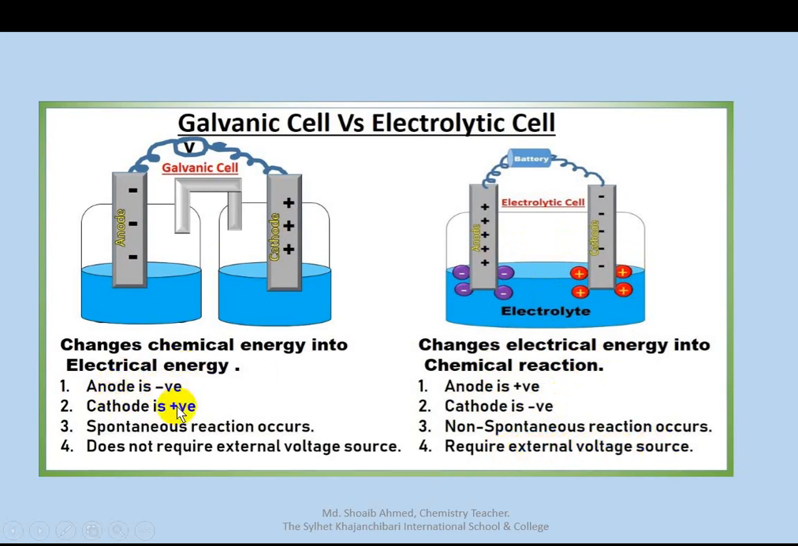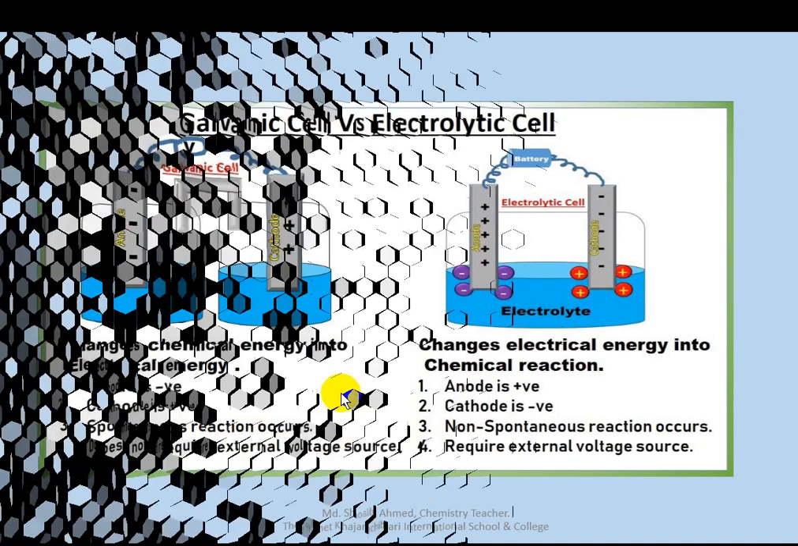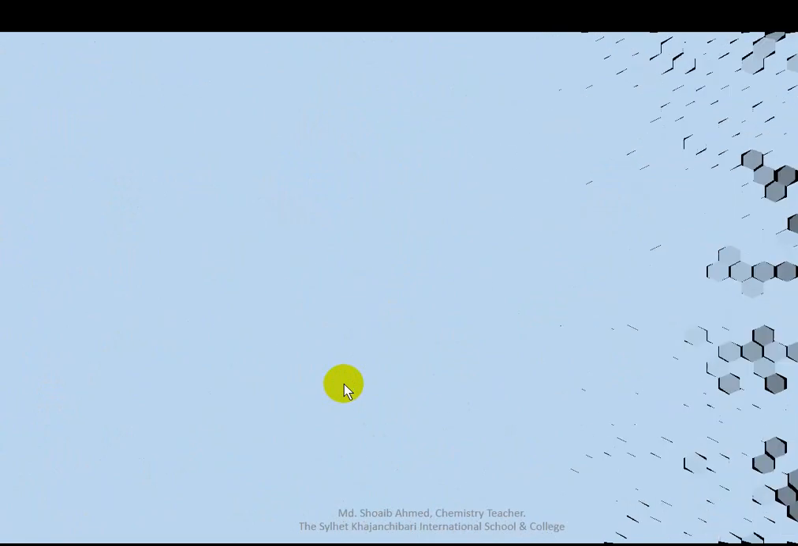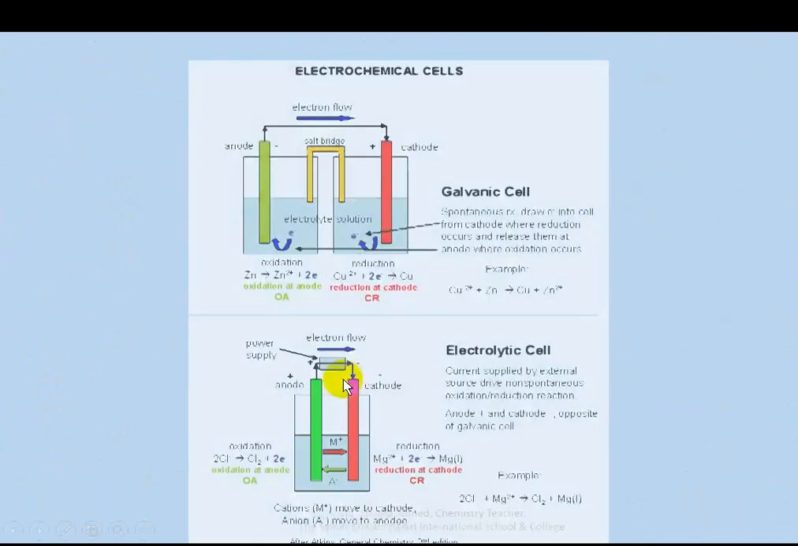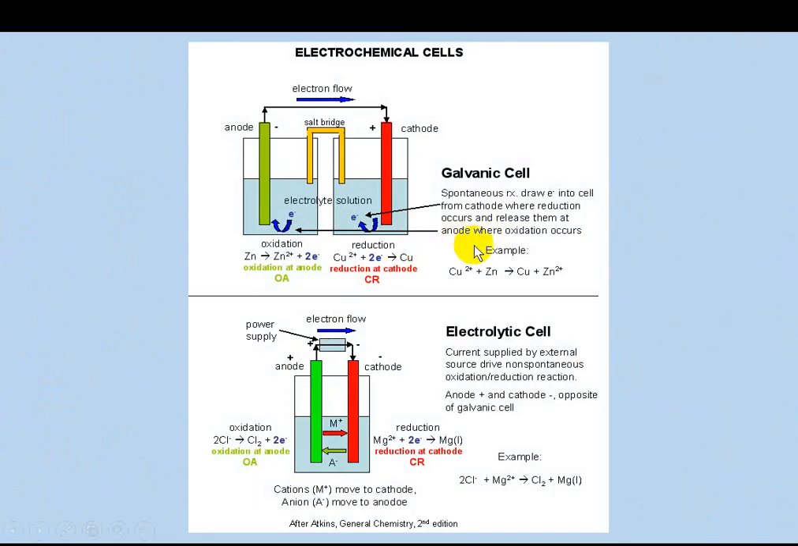In the galvanic cell it is reversed. Anode is negative. Cathode is positive. A spontaneous reaction occurs and it doesn't require an external voltage source. This is the galvanic cell, and this is the electrolytic cell.